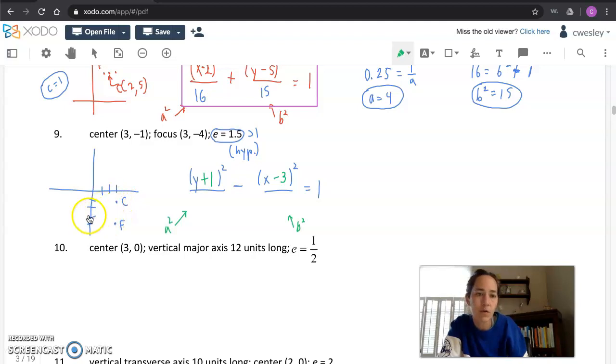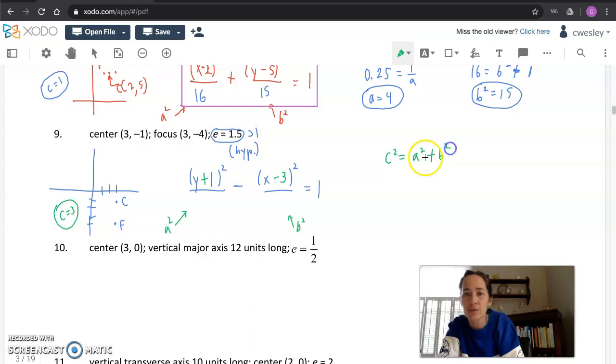So C is going to be the distance between them, and this one is going to be 3 units. Little c equals 3. And where I have some space over here, this is a hyperbola. We have to shift our thinking. Do the regular Pythagorean theorem: c squared equals a squared plus b squared. So 3 squared equals, I don't have either of those yet.